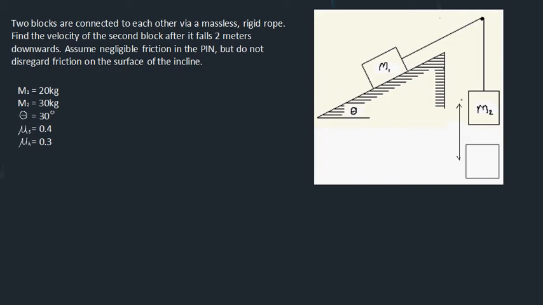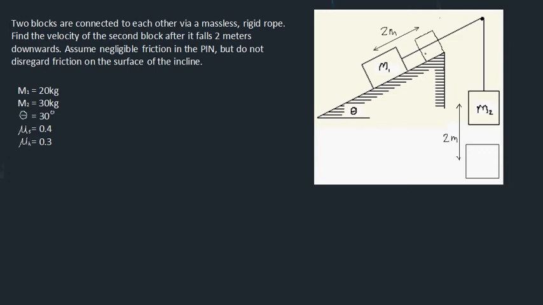Before I get started on the mathematics of it all, let's work on some intuition here. If our second block falls down 2 meters, that would imply logically that our first block has moved up the slope 2 meters, right? They're connected by a rigid rope. The rope doesn't stretch. So this block has moved up 2 meters as well. And let me draw that right here. I'll even draw 2m, 2m here to indicate that they've moved the same distance.